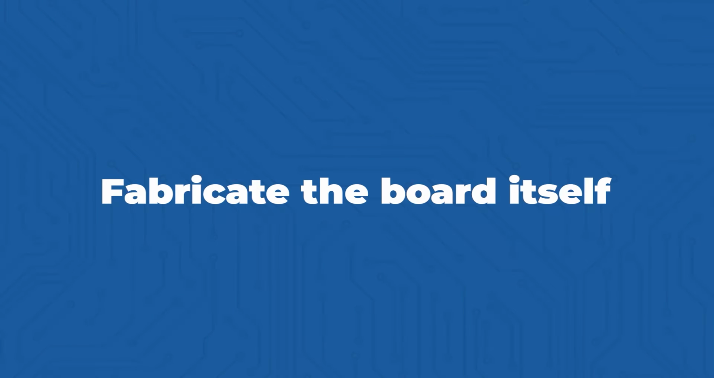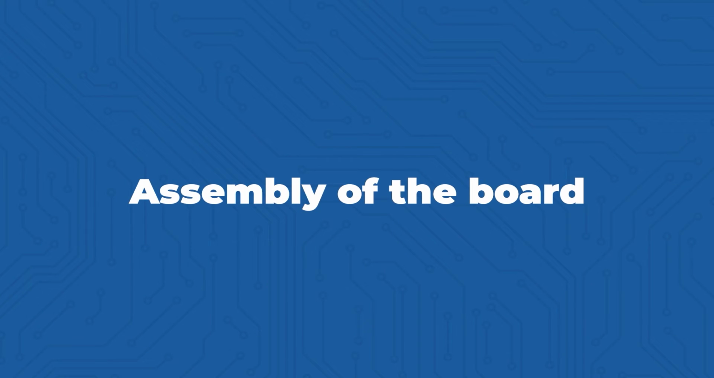The second step is the actual assembly of the board. This shouldn't be confused with assembly of the overall product. This is just assembly of the PCB itself, basically soldering all the components onto the board.